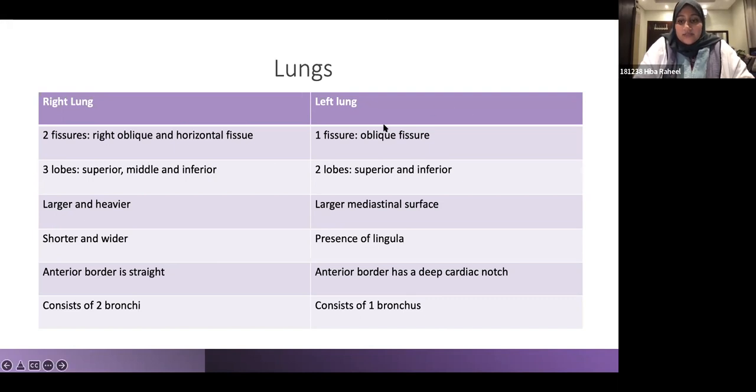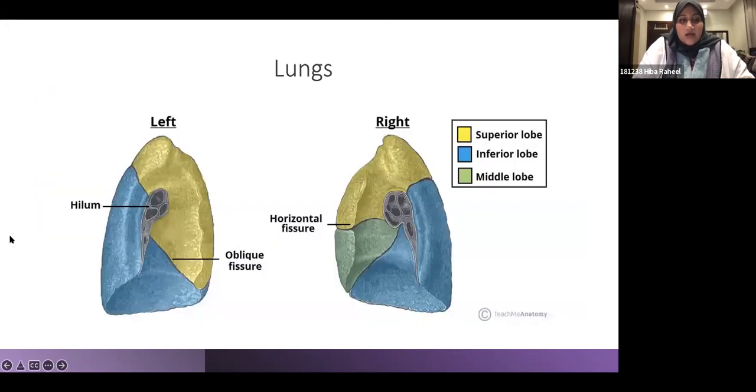There's a really nice picture up ahead, but I don't want to go there yet because I have a question for you guys. But if you can see over here, this deep imprint that you see is the cardiac notch. This is the heart against the left lung. I'll show you in a really nice picture in front. That definitely is your clue that this is the cardiac notch.